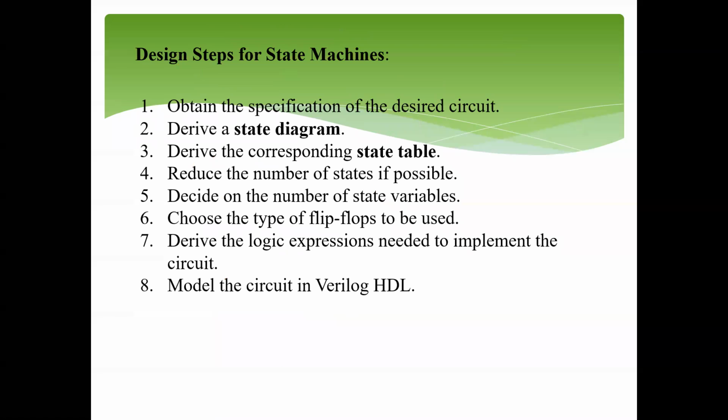Now we have already mentioned the design steps for state machine design in the previous class, but let's go through it point by point. First, obtain the specification of the desired circuit, meaning what do you want from your circuit? For example, in the previous example, we wanted to create a sequence detector that will detect an overlapping sequence of 1, 1. This is the specification. It can be anything. And then from this specification, you write your state diagram.